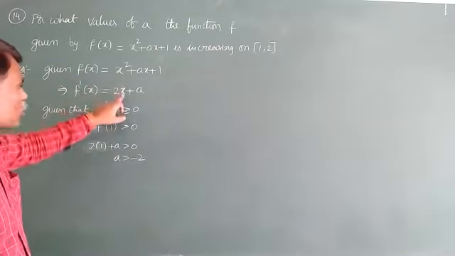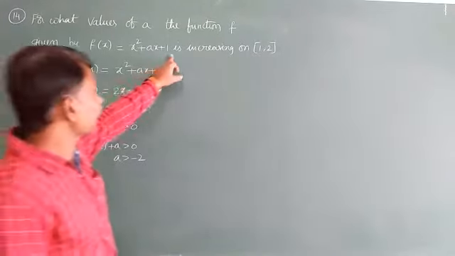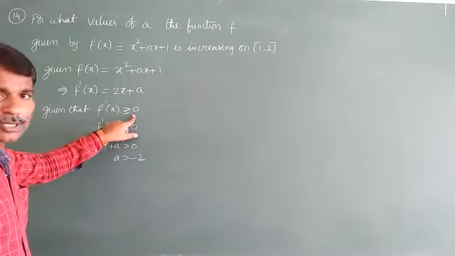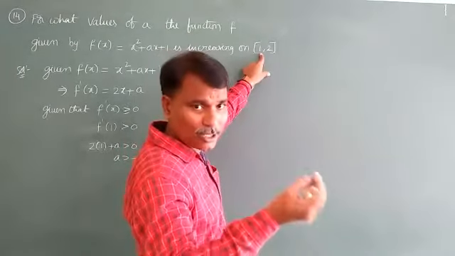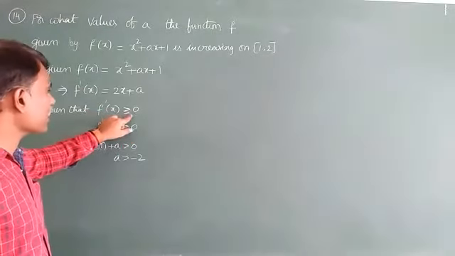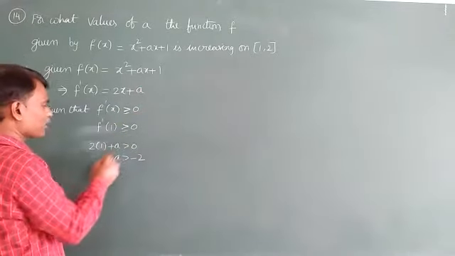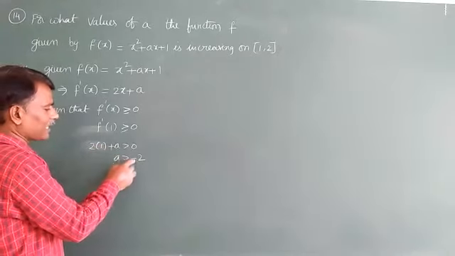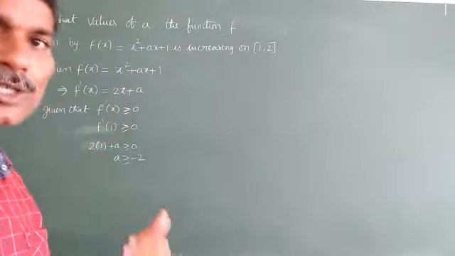F dash of x is equal to 2x plus a into 1 plus 0, that is 2x plus a. Already he said increasing on that, which means f dash of x is greater than or equal to 0. So the least value is only at 1. That means f dash of 1 is greater than or equal to 0, so 2 into 1 plus a is greater than or equal to 0. A is greater than or equal to -2. So -2 is the least value.